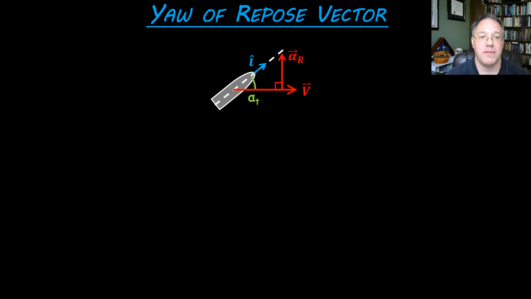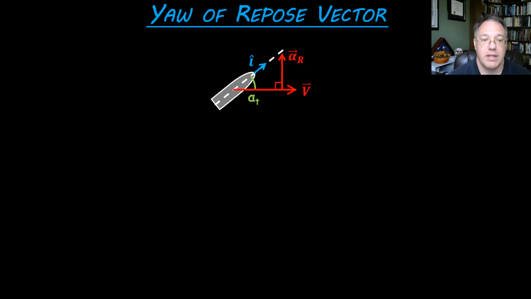Now let's talk about this yaw of repose vector. The yaw of repose is highly important to this model. So what is this vector? Here's our projectile. We're going to define a unit vector I that points down the nose. That's a coordinate system fixed to the projectile, but the projectile might not be following that. The velocity vector points in a slightly different direction. That's the tangent of the trajectory. And we've got this yaw angle, alpha t, which is just how the projectile is flying downrange.